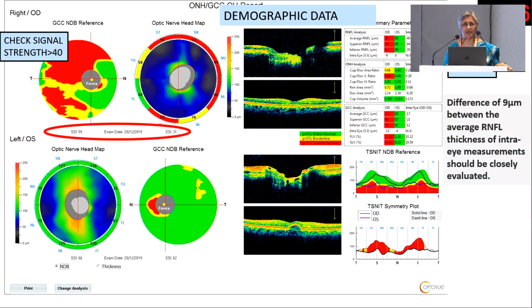Now, a very important fact to remember is to check the signal strength of every OCT that you're looking at. This is an RTVue OCT where, as per the manufacturer, it should be over 40.